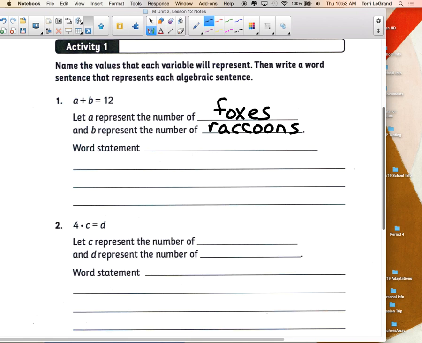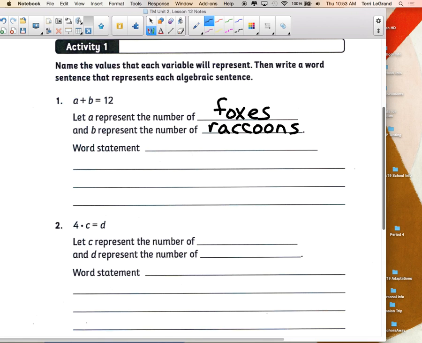So then, tell us something about your foxes and your raccoons. So, in my word statement I put, there are 4 foxes running around in your backyard and 8 raccoons rummaging through your garbage. How many animals are there total? Well, that's a very nice story. But we don't care about the 4 and the 8, okay? Because in other words, A and B can represent whatever in any situation.